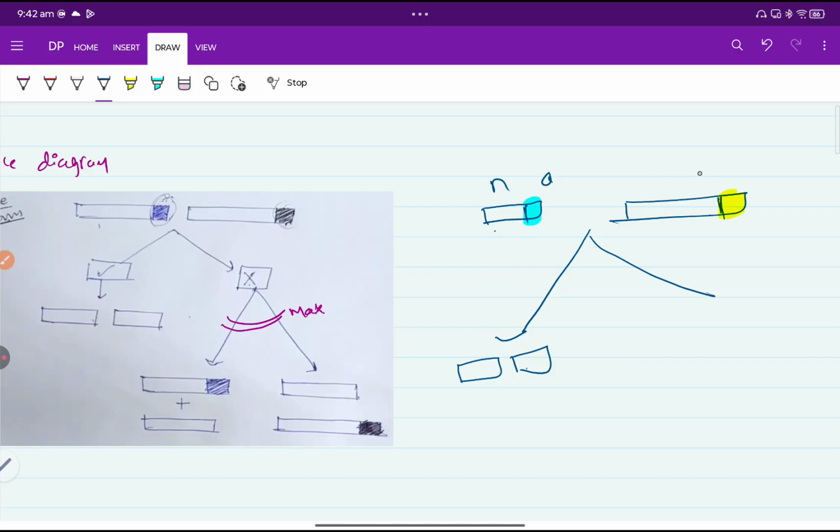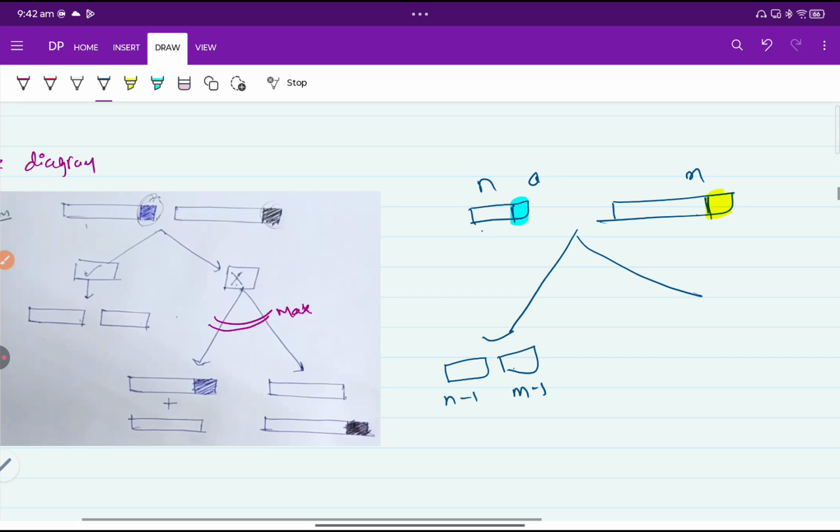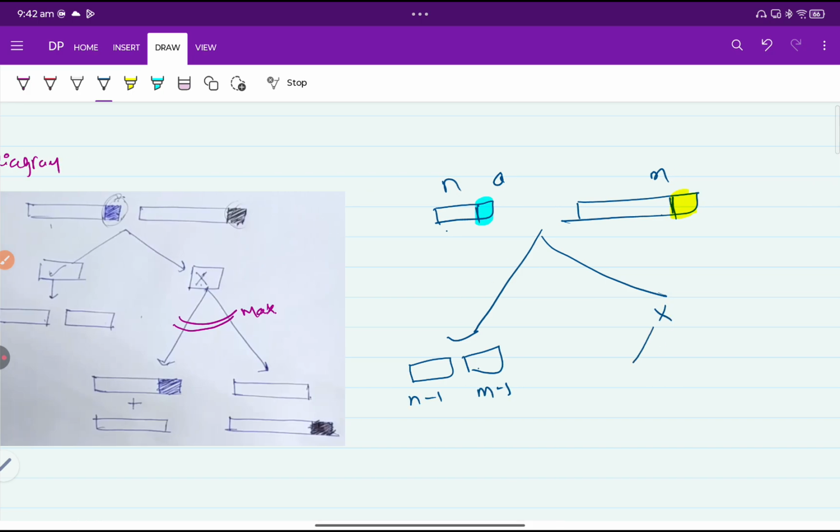Suppose this is n and this is m, then I call for n minus 1 and m minus 1. If they are not matching, then we have two options. Either I will call the blue half part and the remaining part of this, and there is another option.